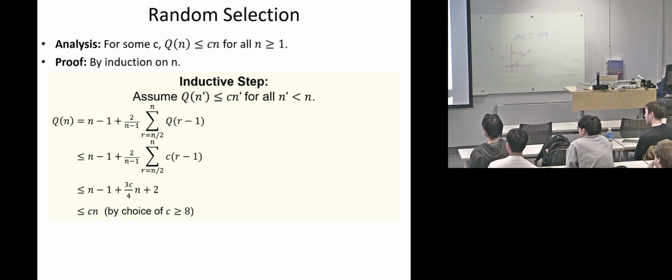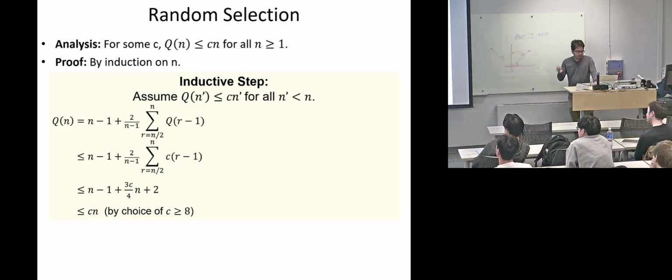Doesn't matter, you don't need to follow this calculation, but you can see that by specifying c to be something bigger than 8, this step works out. So if c is small, then the last step will not work. I hope that you don't need to follow the calculation, but you see the pattern of the proof.